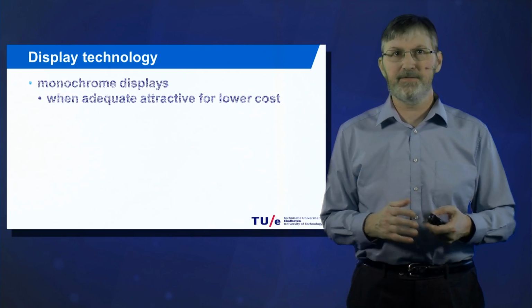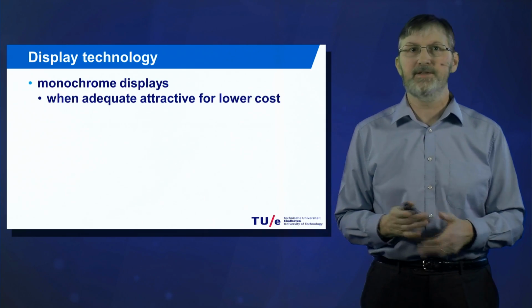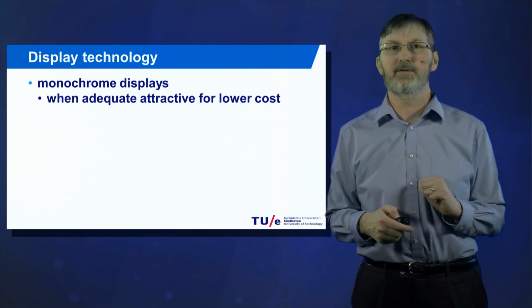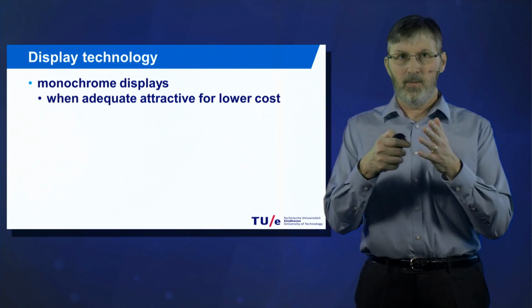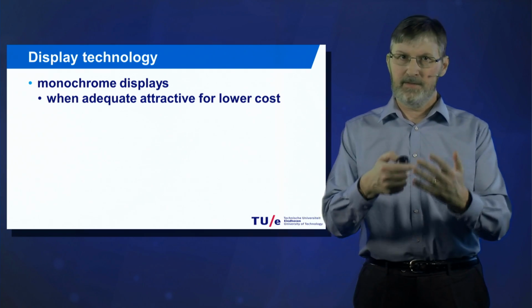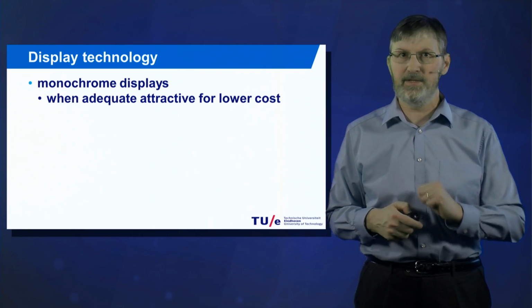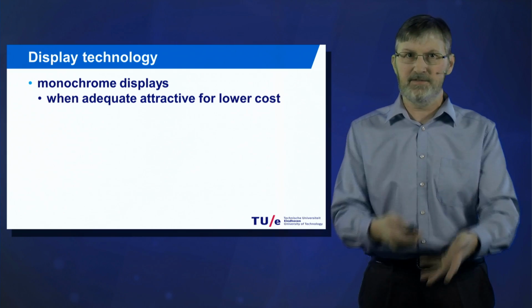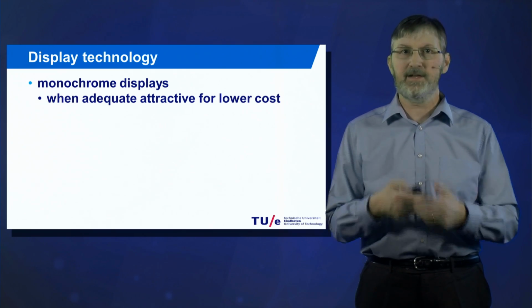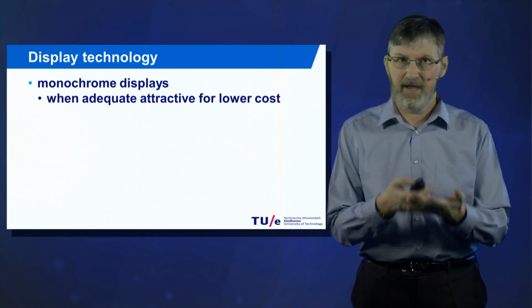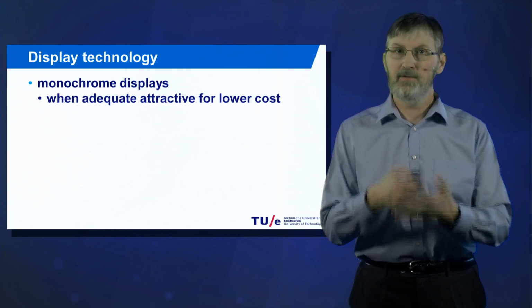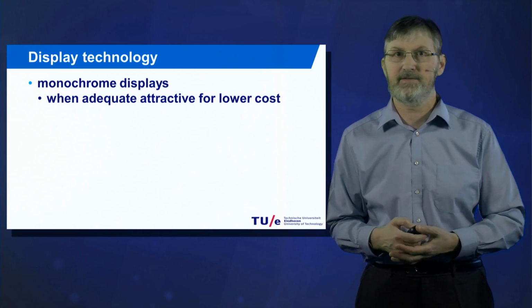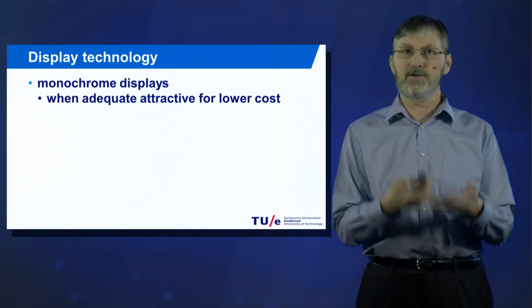There are many different display technologies. We will briefly cover some of them. Monochrome displays initially were the only technology that was available, but it's not just old-fashioned from 50 years ago. It can still be quite adequate at this moment, for instance, for reading text from a book, and it comes at low cost.